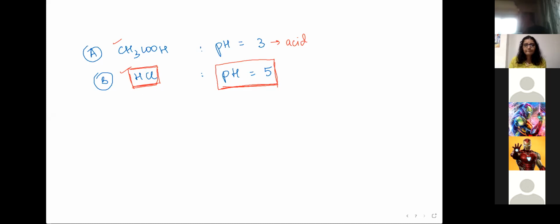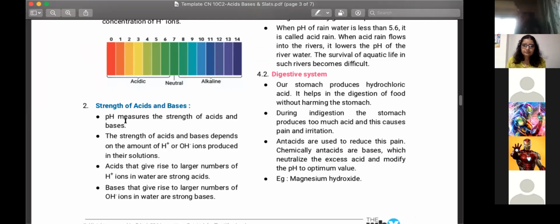Ma'am, is the full form of pH power of hydrogen or something else? Yes, power of hydrogen. P stands for power, and H is literally the hydrogen ion concentration. So remember the formula: pH is minus log the concentration of H plus. Similarly, there's something called pOH, which is minus log OH minus. All of this exists. You'll come across all this in case you take chemistry in higher grade level. Yeah. So strength depends on the amount of H plus and OH minus.